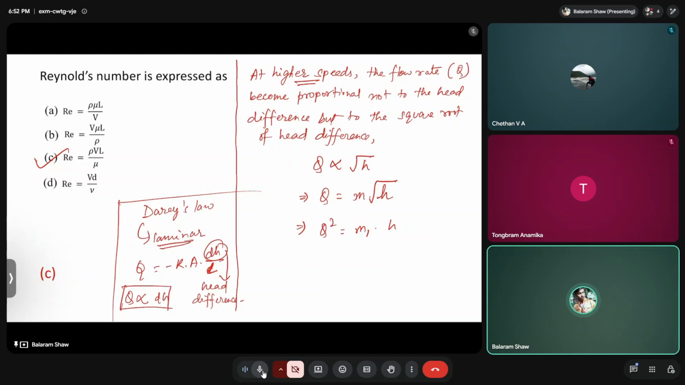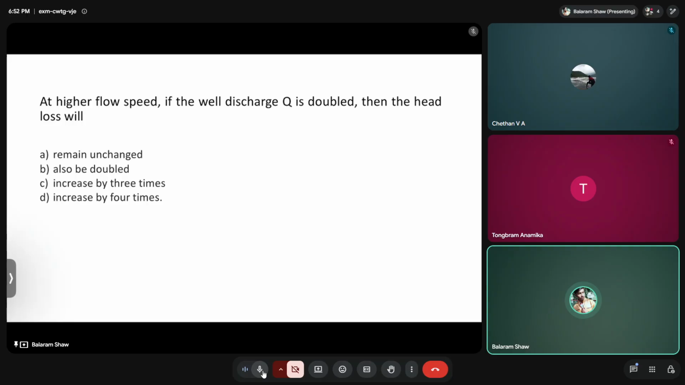Is it clear till here? Okay, I'll consider that it is clear. So we'll move to the next question. The next question is, at higher flow speed, if the well discharge is doubled, then the head loss will be what? Just now we have discussed, with that only you can answer.